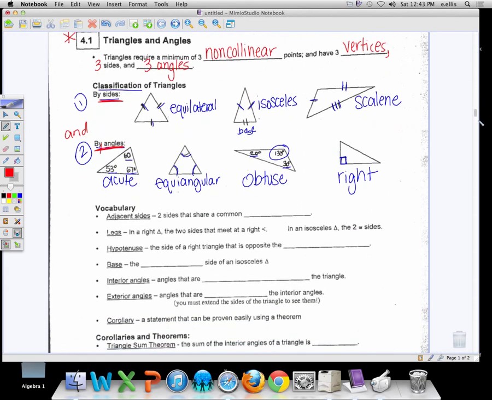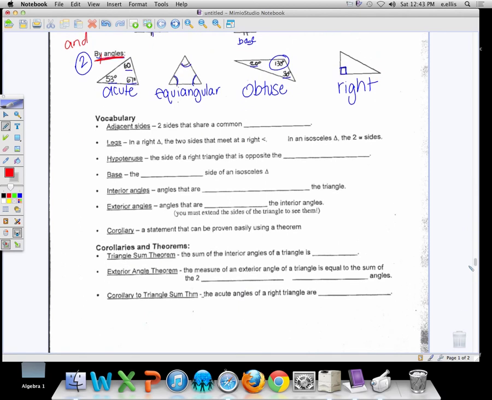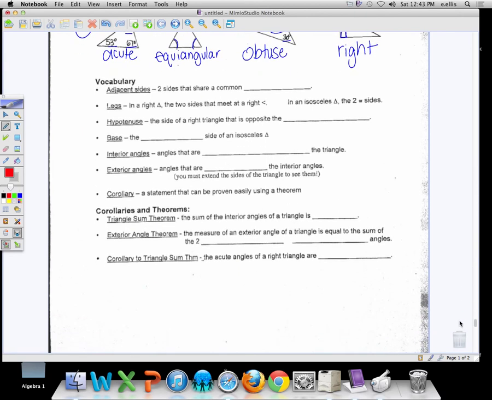Now, because we are starting off a new unit, we do have a ton of vocabulary. A lot of these terms, again, some of them are familiar, some of them might be a little bit newer. All right, so vocabulary, first one, adjacent sides. They are 2 sides that share a common vertex. Remember, adjacent means that they're next to each other, side by side, next door. So they're going to connect to one another by a vertex or a point in a corner.